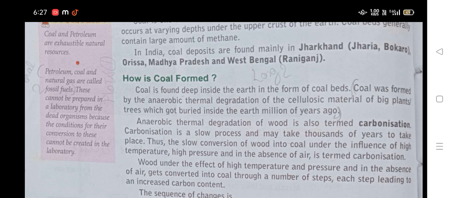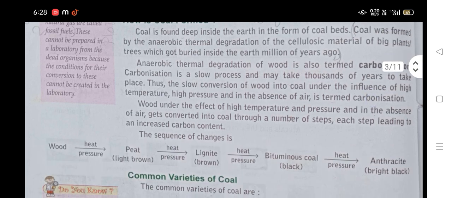Wood under the effect of high temperature and pressure and in the absence of air gets converted into coal through a number of steps, each step leading to an increased carbon content. The sequence of changes is wood to peat, that is light brown, and then again heating converted to lignite, that is brown, and then bituminous coal, that is black, and at last anthracite, that is bright black.